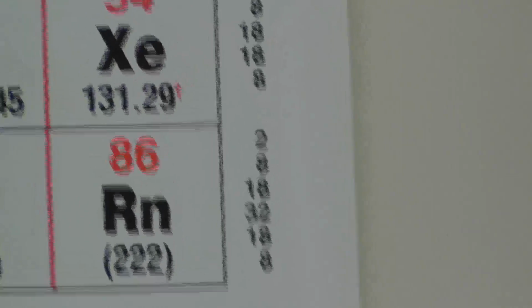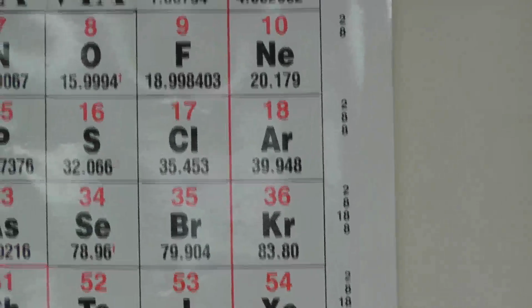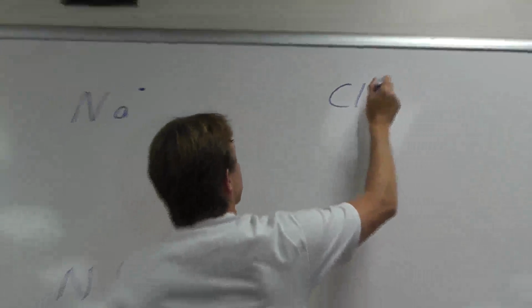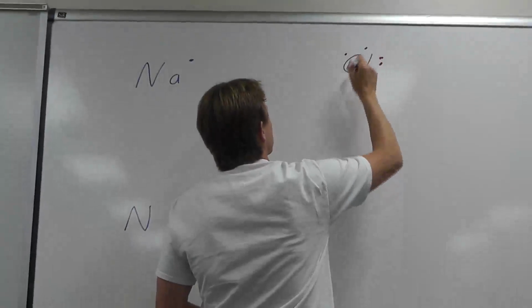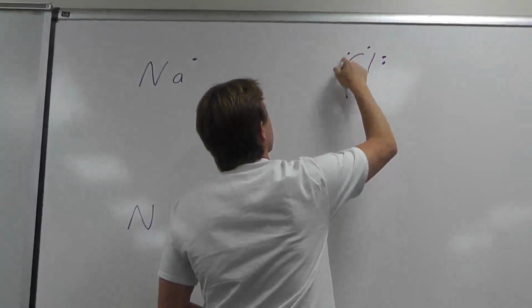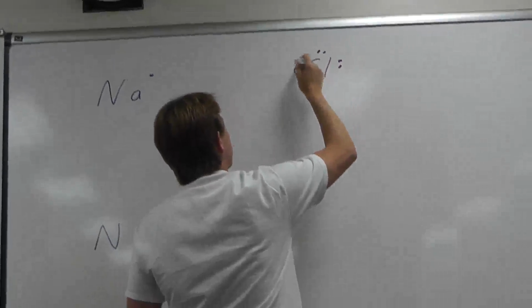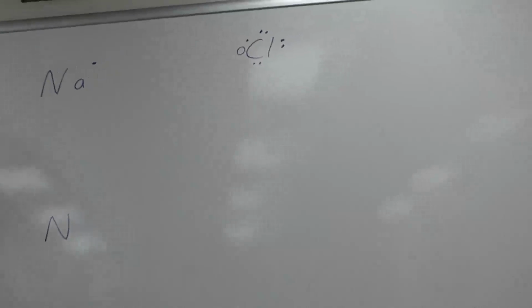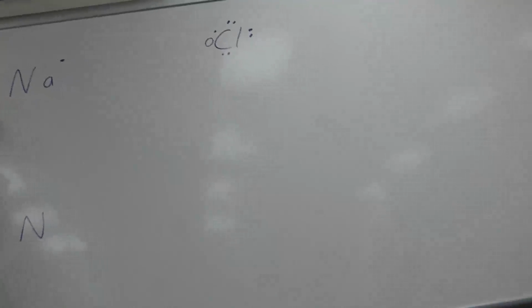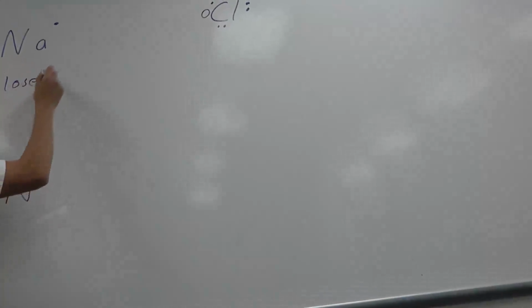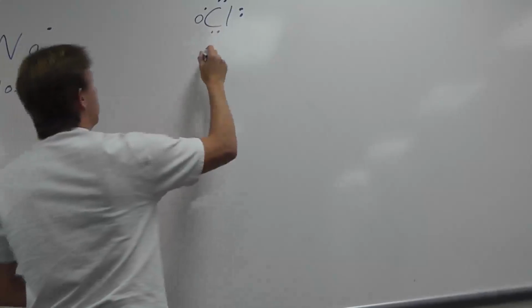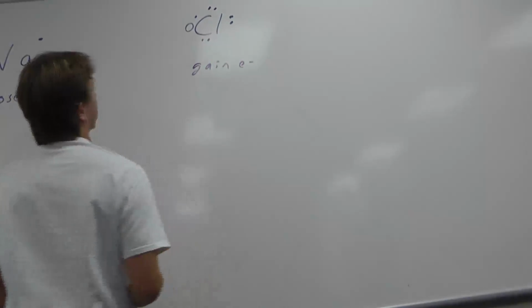Sodium has how many valence electrons? 1. So there's its dot structure. How many does chlorine have? 7. Just for convenience, I'm going to leave the vacancy on this side. What kind of element is sodium? Metal or non-metal? Metal. And what metals do is they typically lose electrons. Chlorine being a non-metal, it typically gains.